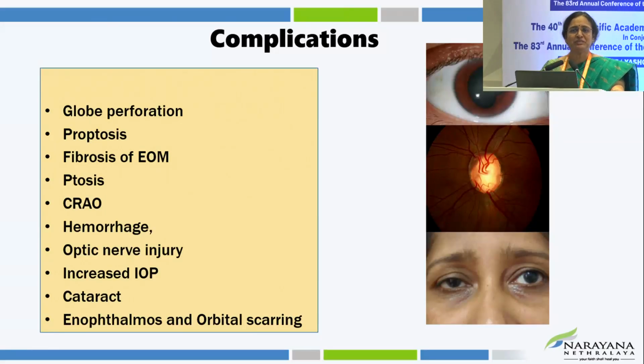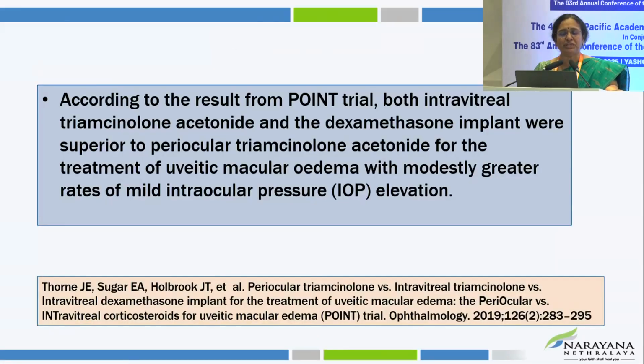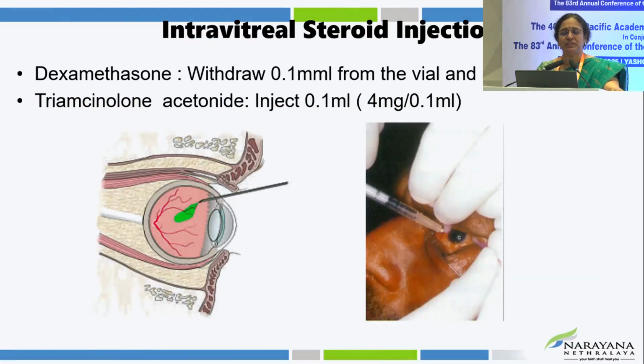Especially in young individuals, when we are giving, we have to be careful because they can cause mild ptosis, arterial occlusions, and optic nerve injury. The commonest complications, as with any other route of steroids, include cataract formation and increase in intraocular pressure. According to the results from the POINT trial, both intravitreal triamcinolone acetonide and dexamethasone implant are superior to periocular triamcinolone acetonide for the treatment of uveitic macular edema, with a modestly greater rate of increase in intraocular pressure.